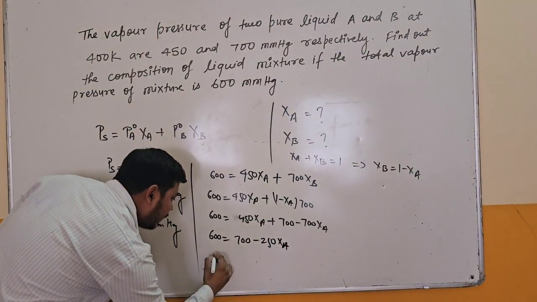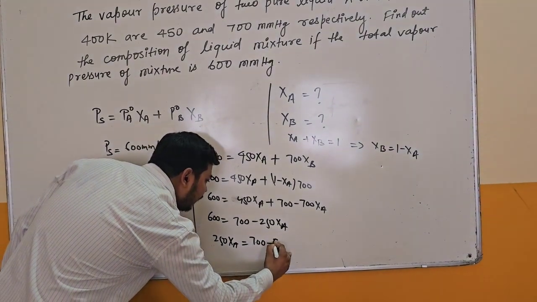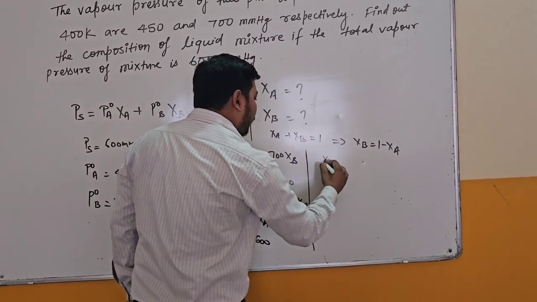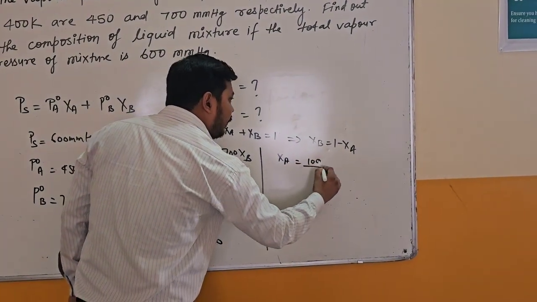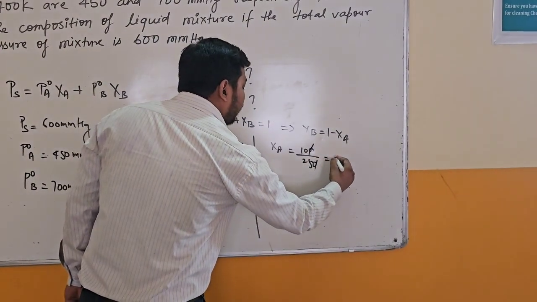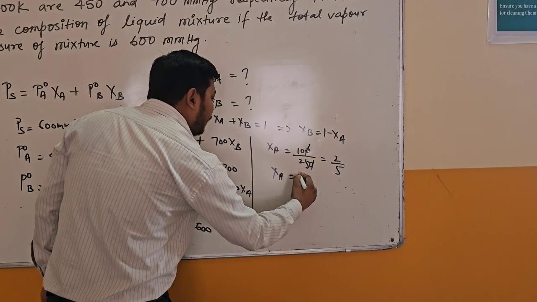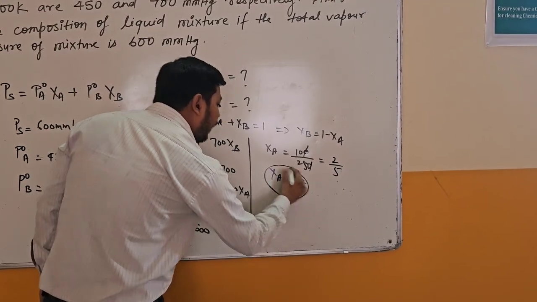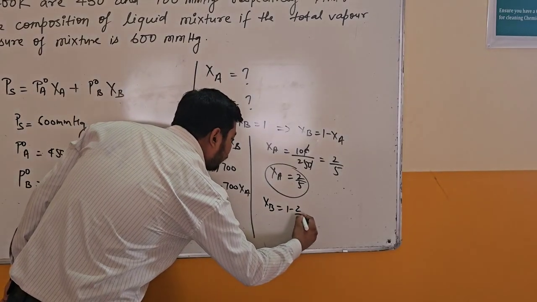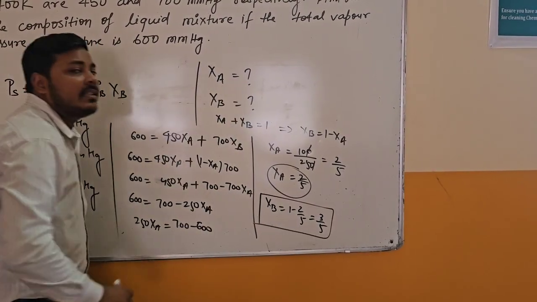So 250 XA is equal to 700 minus 600. Again solving, the value of XA is equal to 100 upon 250. This is cancelled, 5 to the 5. The value of XA is obtained as 2 by 5. Then what is the value of XB? The value of XB is equal to 1 minus 2 by 5, that is 3 by 5. These are the answers of this question.